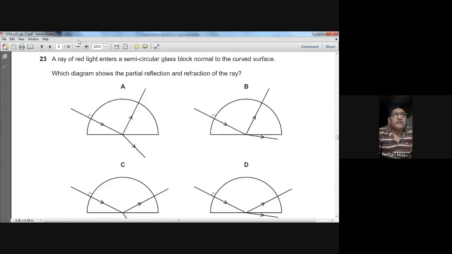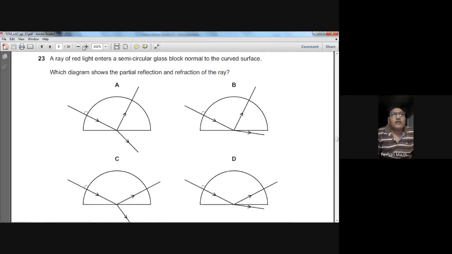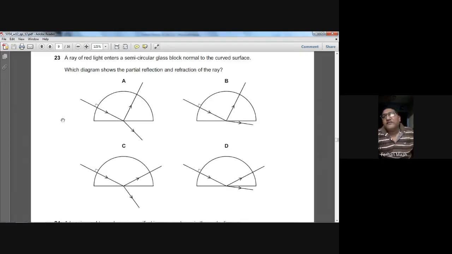Okay, question number 23 is on your screen. A ray of red light enters a semicircular glass block normal to the curved surface. Which diagram shows the partial reflection and refraction of the ray?